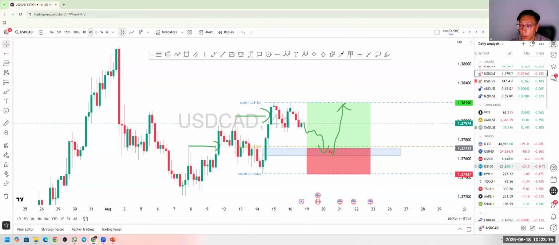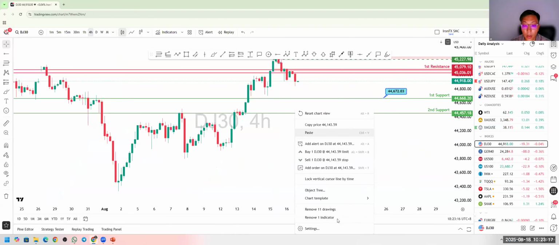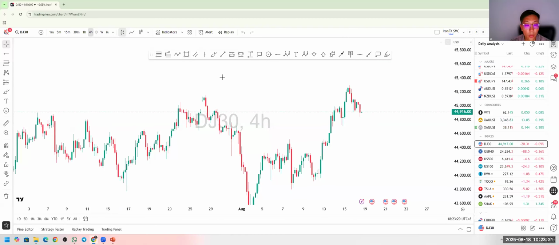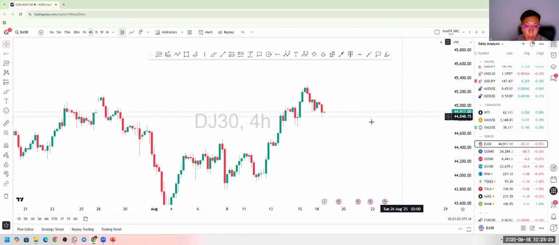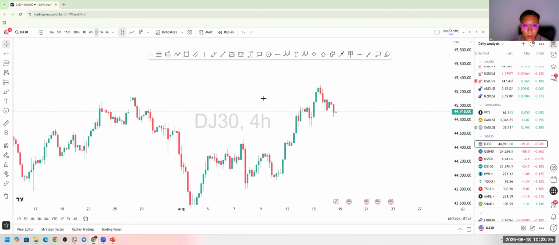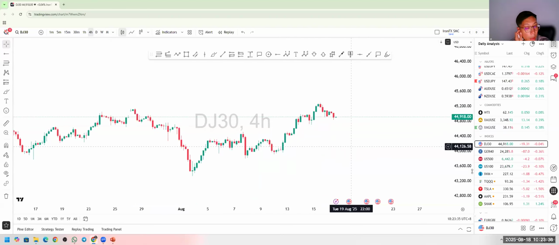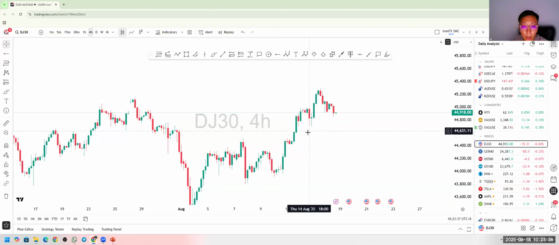Let me look at one more example. This whole strategy works on basically any pair. The higher the time frame, the better it will work out. So if you were to enter on, let's say, daily, I think the chances of it working out is a lot higher than the lower time frames.